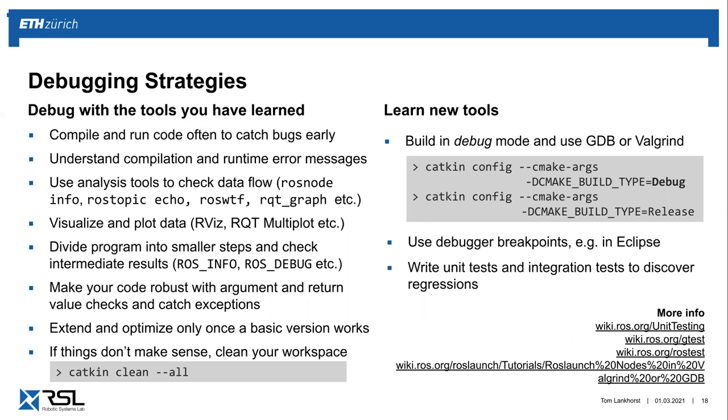Another great thing to do is to write unit tests and integration tests to discover regressions or bugs. Regressions are bugs that occur because you change some part of the code and another part collapses. So unit tests and integration tests help you to discover these regressions and other bugs.